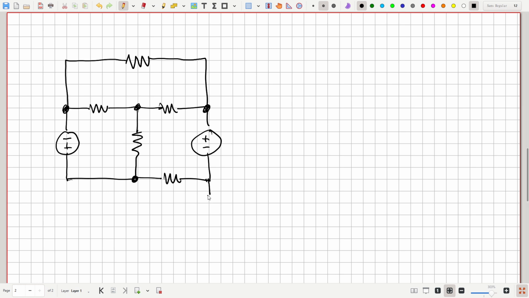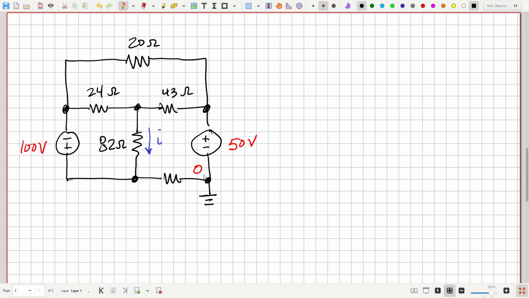And suppose we're told that this is going to be our reference here, our 0 volt reference. This is 50 volts, and this is 100 volts. And our resistance values are 20 ohms there, 24, 43, and 82. And maybe we're asked to solve for this current I flowing down through the 82 ohm resistor. Okay, how do we go about doing that?